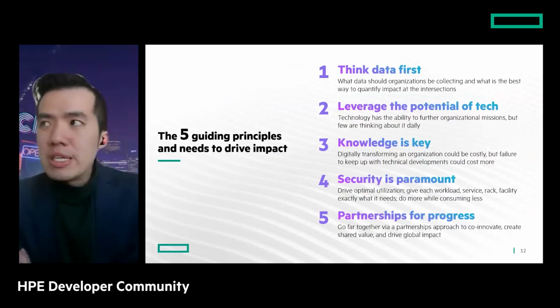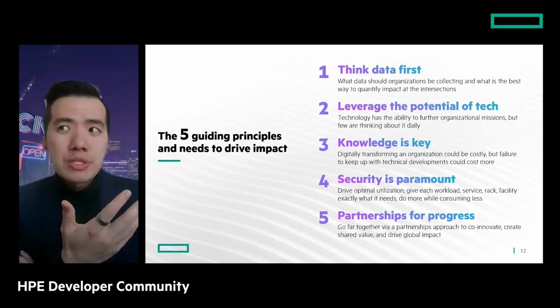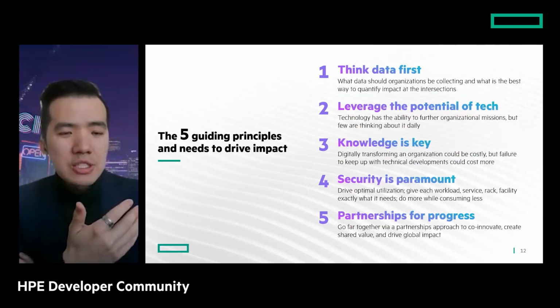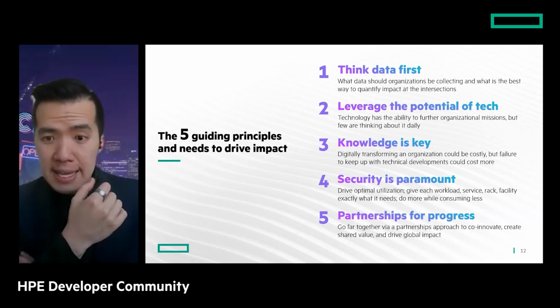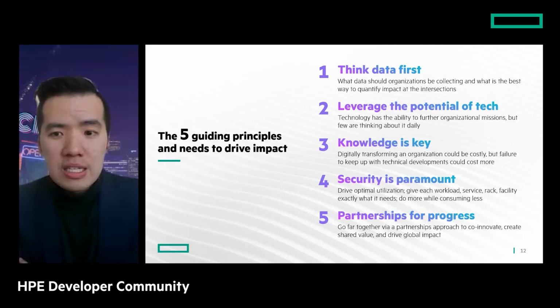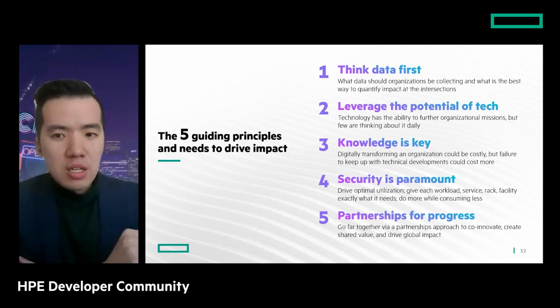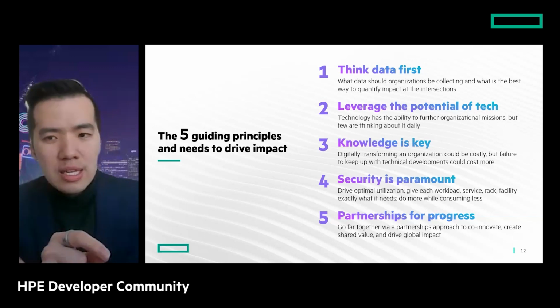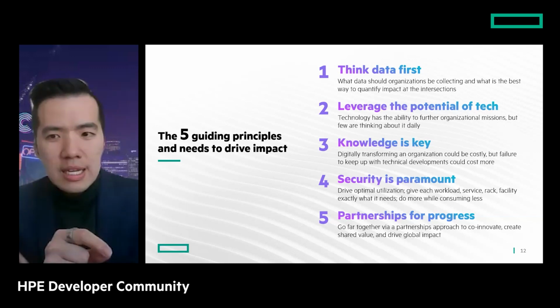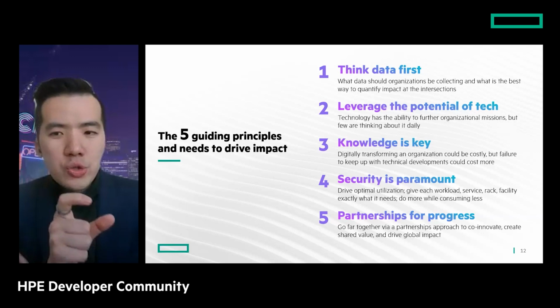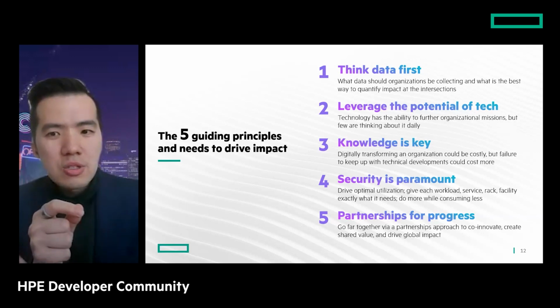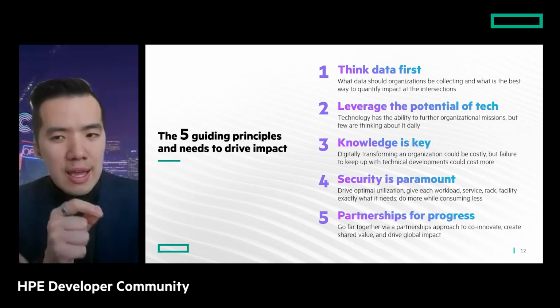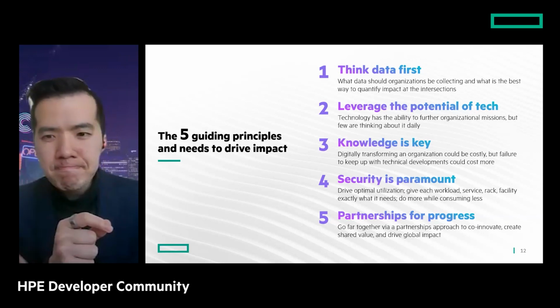So, summary: five guiding principles and needs as we try to leverage technology to address global challenges and health. The first is to think data first. What is the right data to collect? How do we collect that data? How can we use that data? But also recognizing how suboptimal data leads to an inability to fully execute on mission.